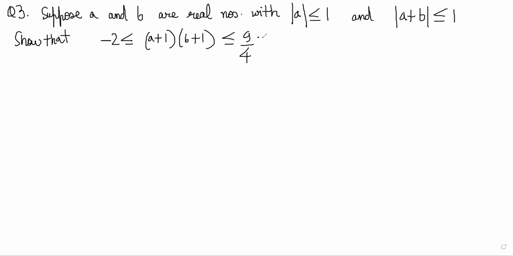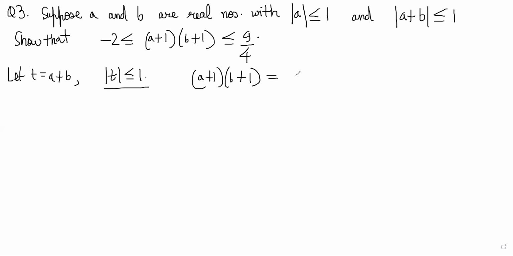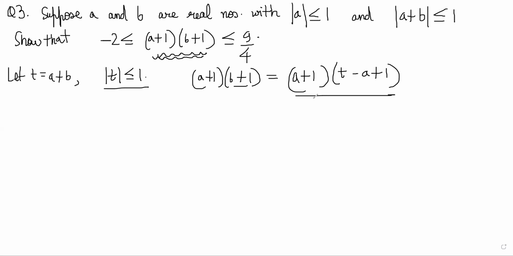We have seen this technique before in the previous sections where we try to look at a monotonic function and try to establish identities on a monotonic function. So what we'll do here is we'll say let t is equal to A plus B. Now it is given to us that mod t is less than or equal to 1, right? Now (A plus 1) into (B plus 1) will become basically (A plus 1), and we can write B as t minus A, right? B can be written as t minus A, plus 1, right? So the quantity that we want to find out the upper and lower bound for, (A plus 1) into (B plus 1), can be written like this, right?